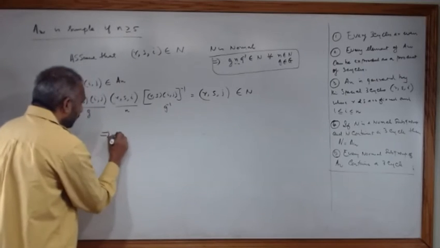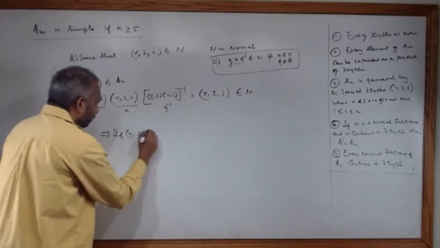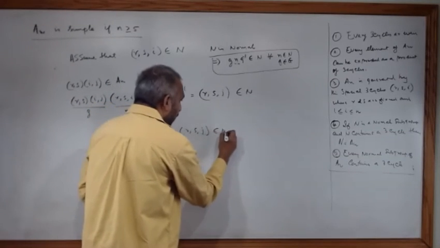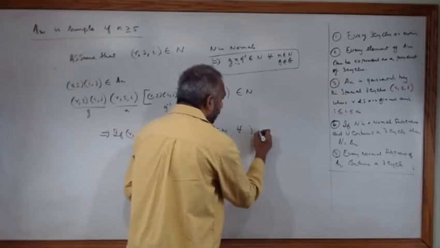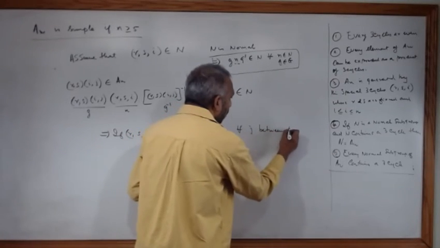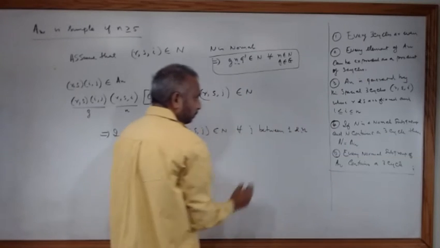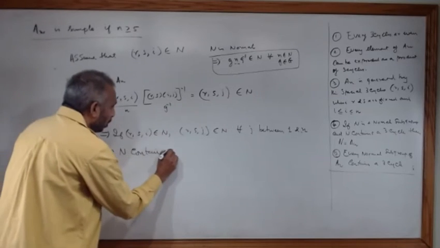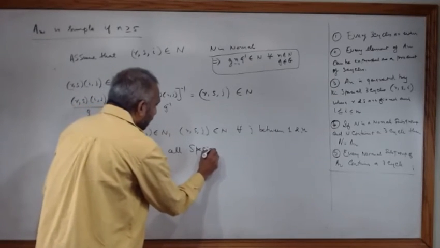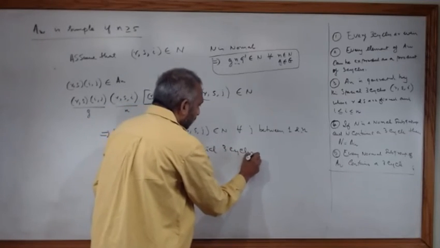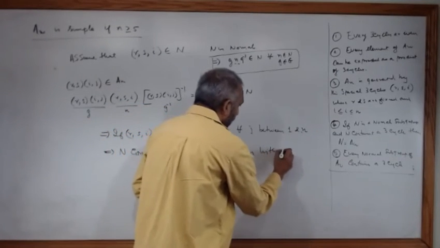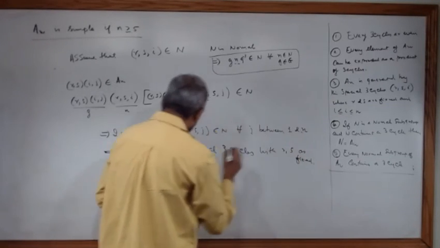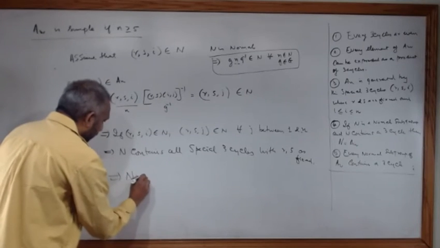That means if RSI belongs to N, RSJ belongs to N for all J between 1 and n. That means N contains all special 3 cycles with R and S as fixed, and that implies N is equal to An.